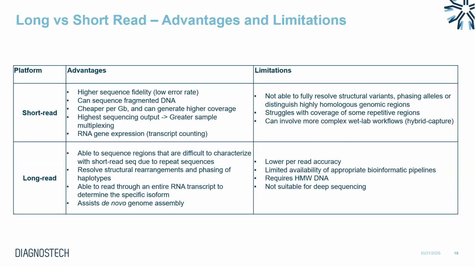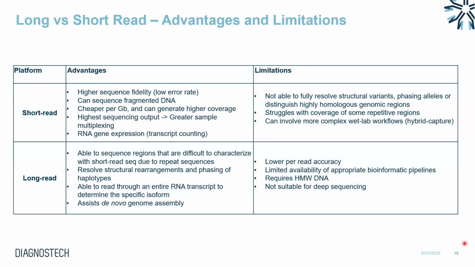So what are the advantages and limitations of short versus long read? Short read, you have higher sequencing fidelity, you can sequence fragmented DNA, so FFPE. It's cheaper per gigabase and can generate higher coverage. It also allows for greater sample multiplexing and can perform RNA gene expression. The limitations of short-read sequencing is not being able to fully resolve structural variants, phase alleles, or distinguish highly homologous genomic regions, it struggles with coverage of some repetitive regions, and it can involve more complex wet lab workflows such as hybrid capture.